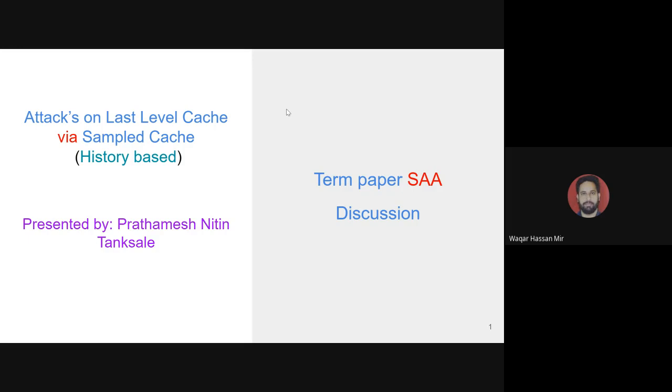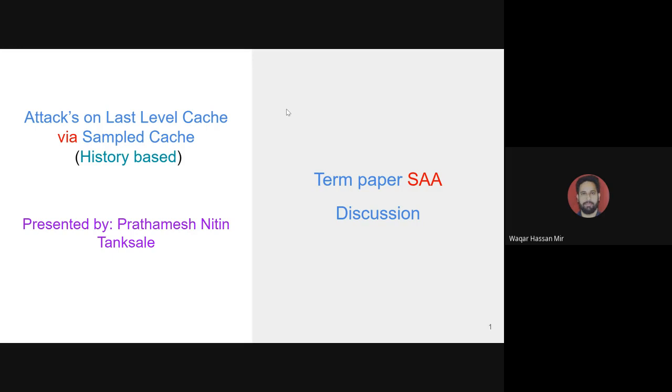My name is Prathamesh, and today we will be presenting this term paper idea, which is attacks on the last level cache via sampled cache. We all know about the traditional cache attacks, like covert channel and side channel, which are basically carried out on the actual cache sets. But there are some countermeasures developed, like the hardware performance counter. So you just can't develop a trace which is completely thrashing. That's the limitation there.